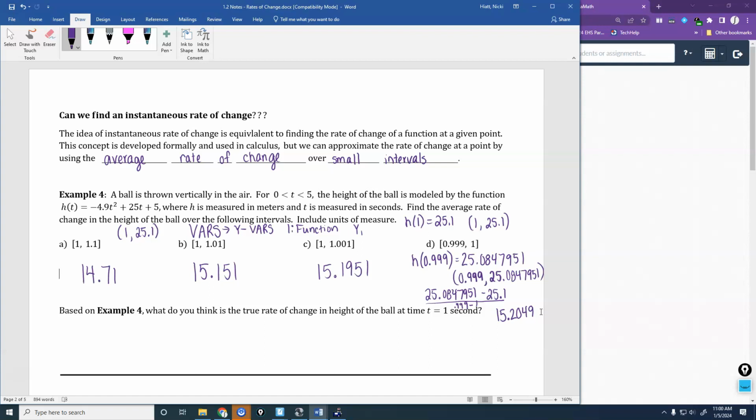15.2. And if you knew how to do calculus, you could show that, guaranteed, it is actually 15.2. But 15.2 is right between 15.19 and 15.2. So that would be a good estimate. Now, at this point, we're just estimating because you guys are not going to know how to do calculus yet to be able to find that exact value. But it's going to be kind of close, right?